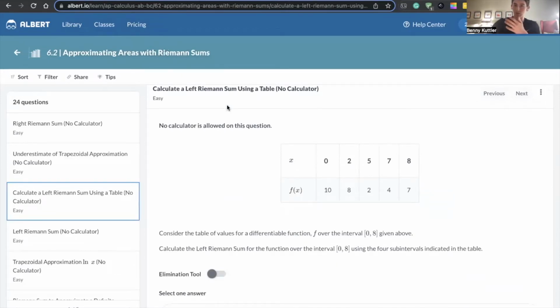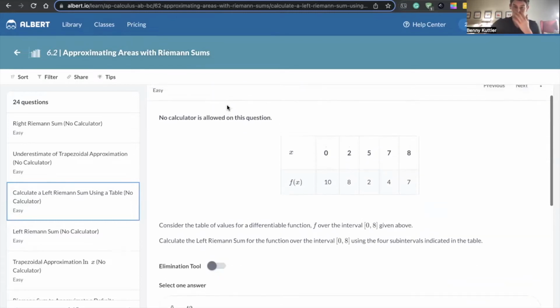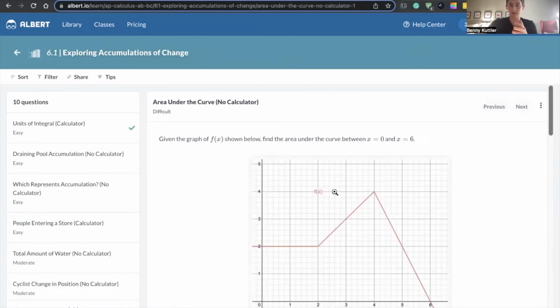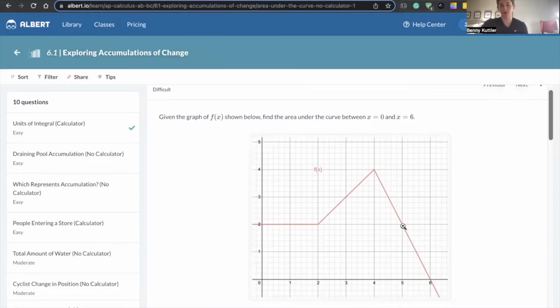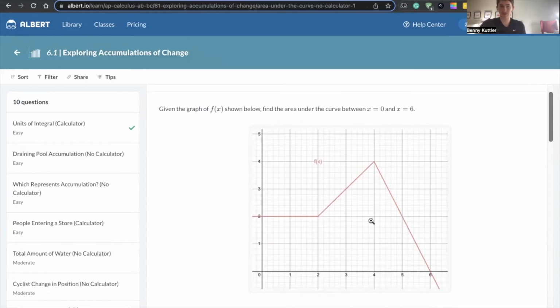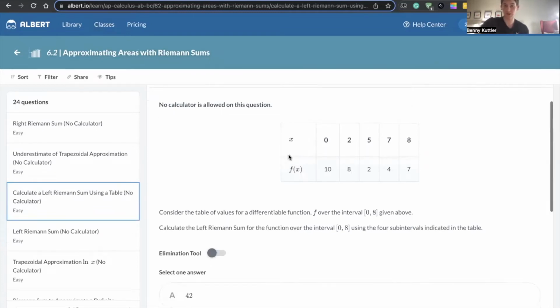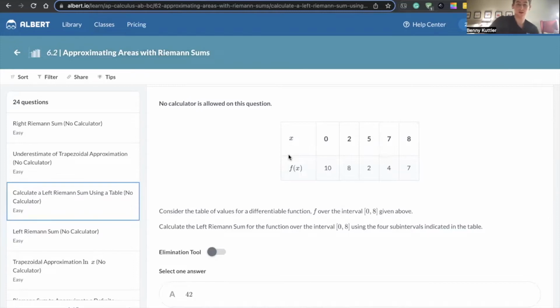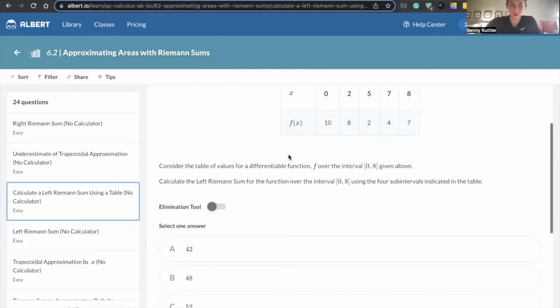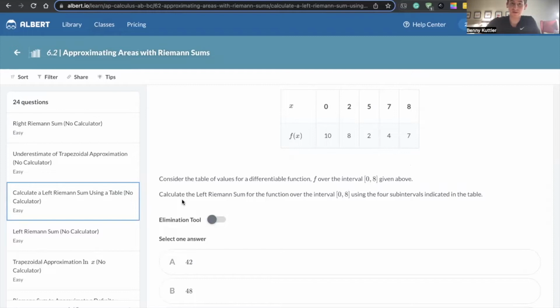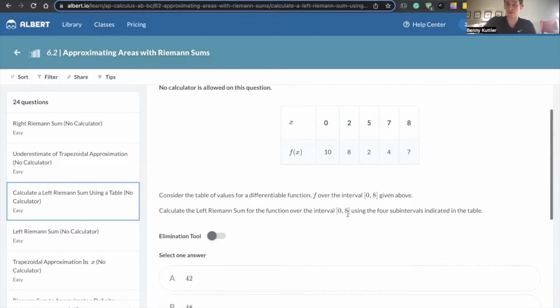So the next thing we want to do is Riemann sums to approximate the area under the curve. Not everything is going to be a simple jagged graph like this where we can separate it into simple geometric shapes. Sometimes we can have a curve. College Board loves to give you tables to see if you can use those to predict things about a function. So we're asked to calculate the left Riemann sum for the function over the interval 0 to 8 using the 4 subintervals indicated in the table.